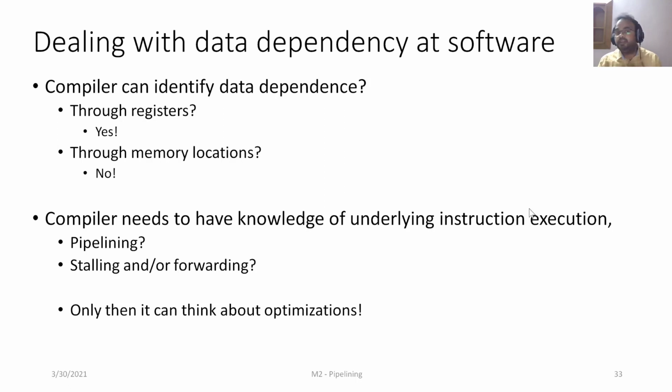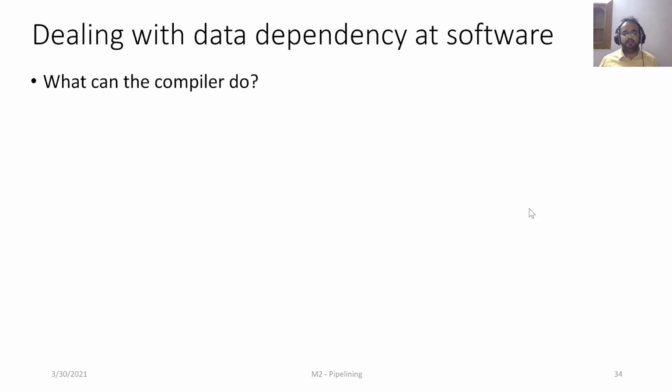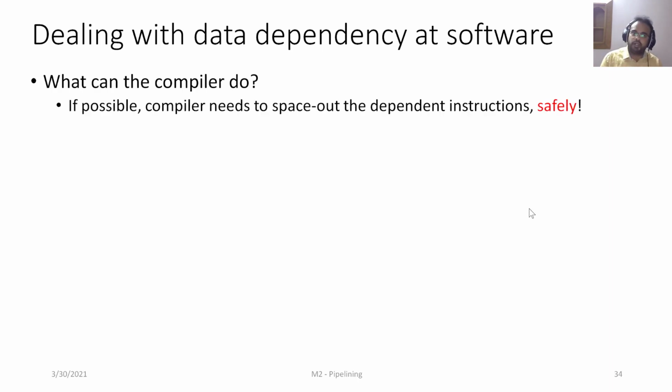So only when we have the knowledge of the underlying hardware can we think about possible optimizations by the compiler. There are predominantly two approaches. The very first one is to introduce some dummy instructions, and the second one is to rearrange the instructions. But both of them try to address the question of how the compiler can handle the data dependence. Basically, what it does is, if possible, it will space out the dependent instructions.